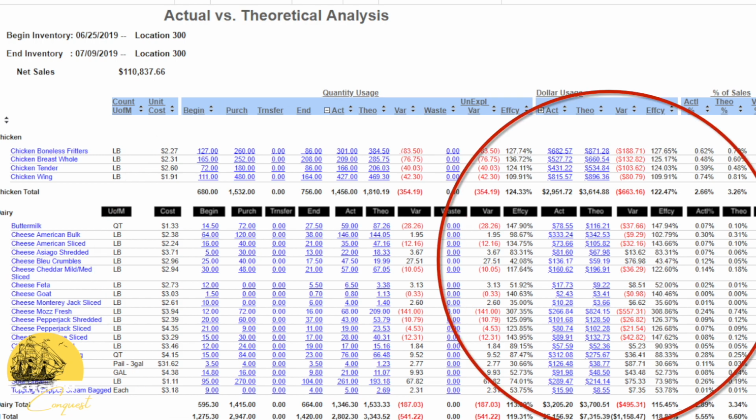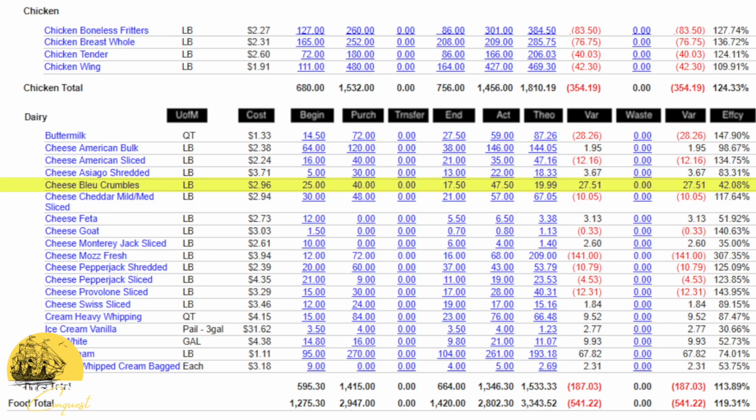If you go to the right side, it's going to give you the same information, but it's going to be based on financial numbers and dollar amounts. Both are great tools, and I'm going to show you how to use it right now. So looking at the left, it breaks it down to category. We're looking at blue cheese crumbles under dairy. Now you'll notice that blue cheese crumbles is actually in blue.